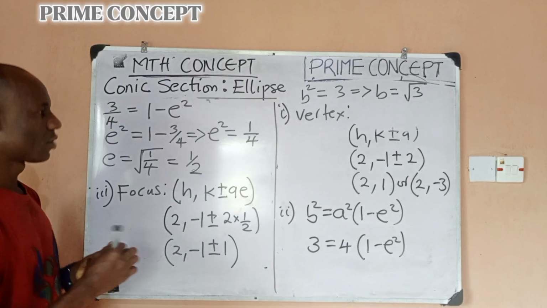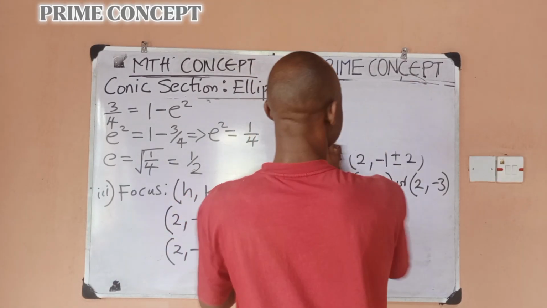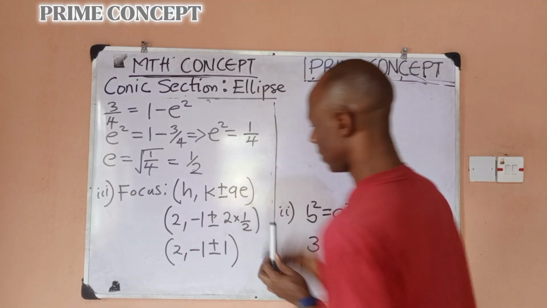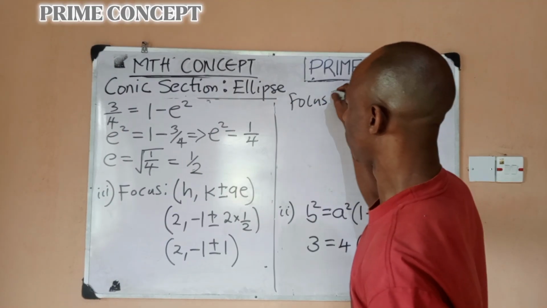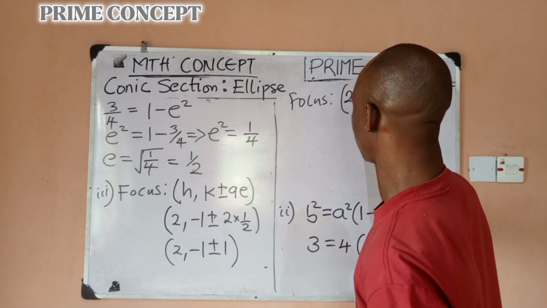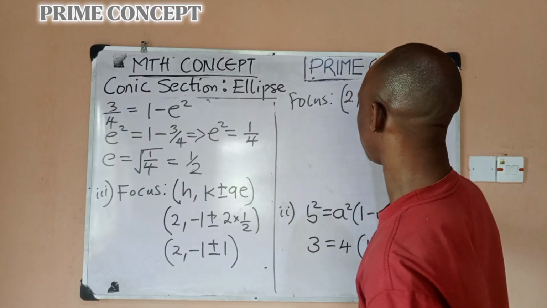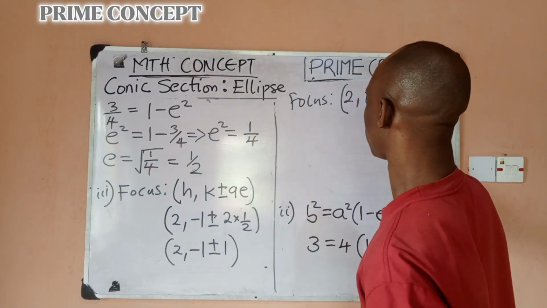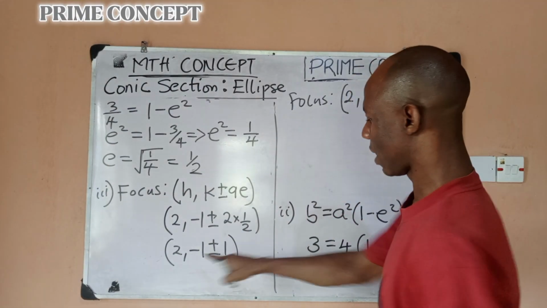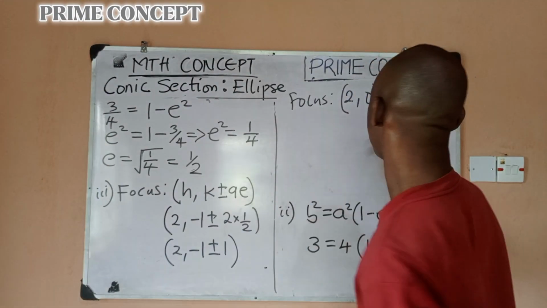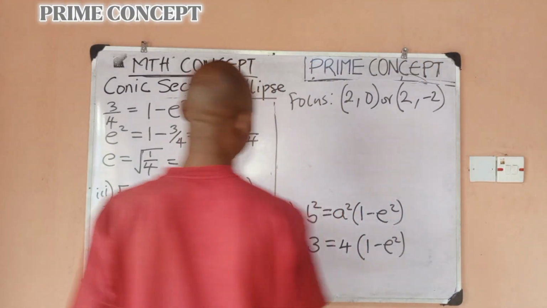Yes. Now I can leave my answer like this, but let me still put it in a better way. So my focus is going to be 2, comma, minus 1 plus 1, which is 0. So this is my first focus, and I'll repeat this: 2, comma, minus 1 minus 1, which is minus 2. So this point is my focus.